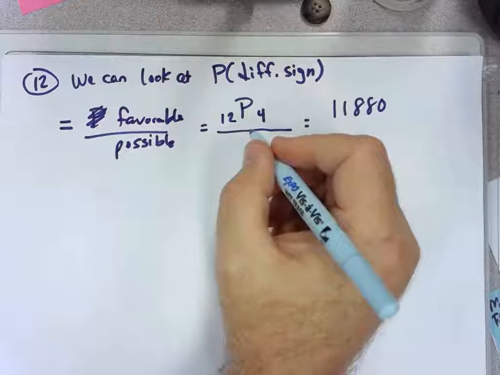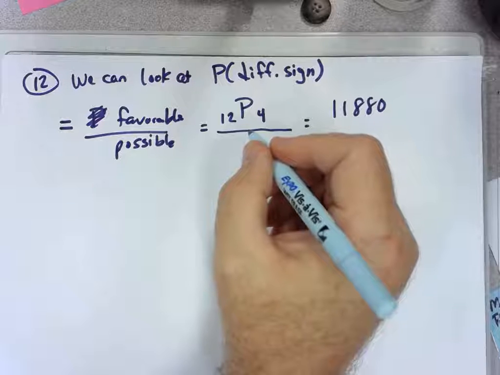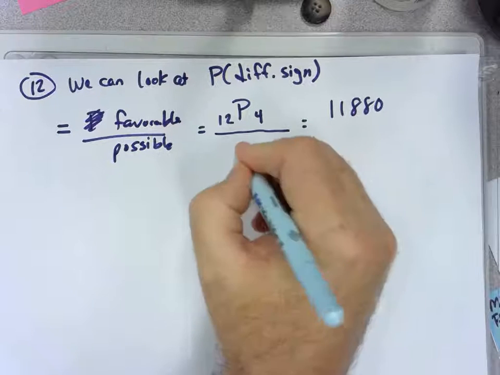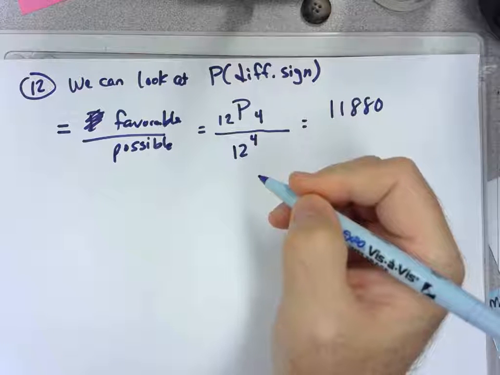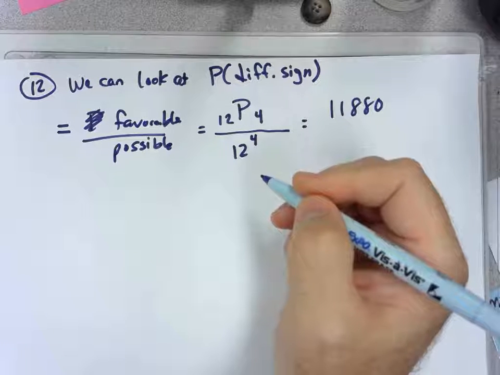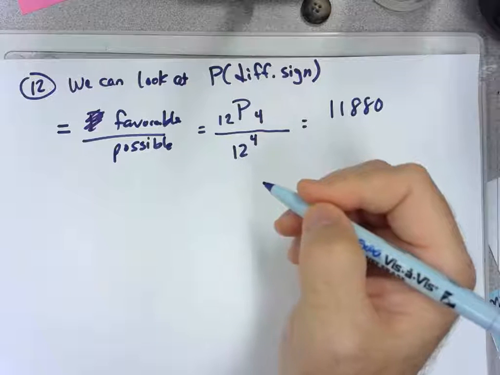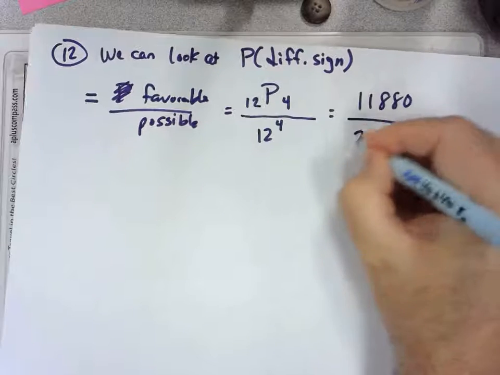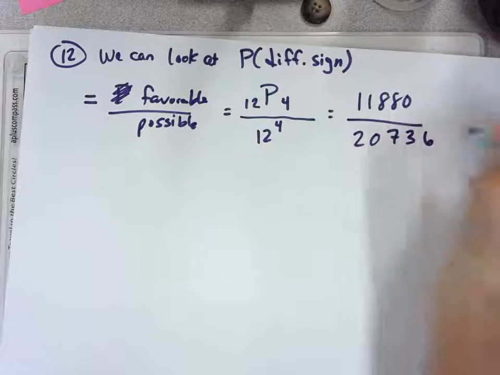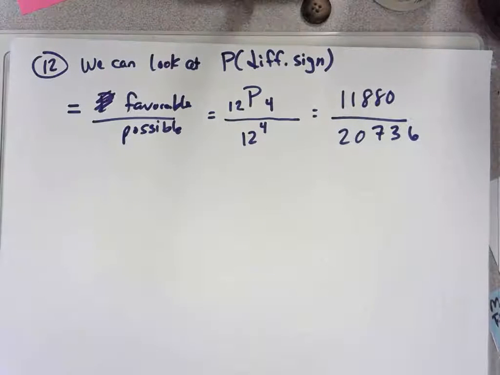Well, the possibilities is that I would allow repetition, right? So that's really going to be 12 to the 4th power. Okay, so I would count those up using the fundamental counting principle. So 20,000 instead of 136. Yeah, so 12 to the 4th power is what? You just told me. 736. Yeah, 20,736. And then if I reduce that, 41 over 96.